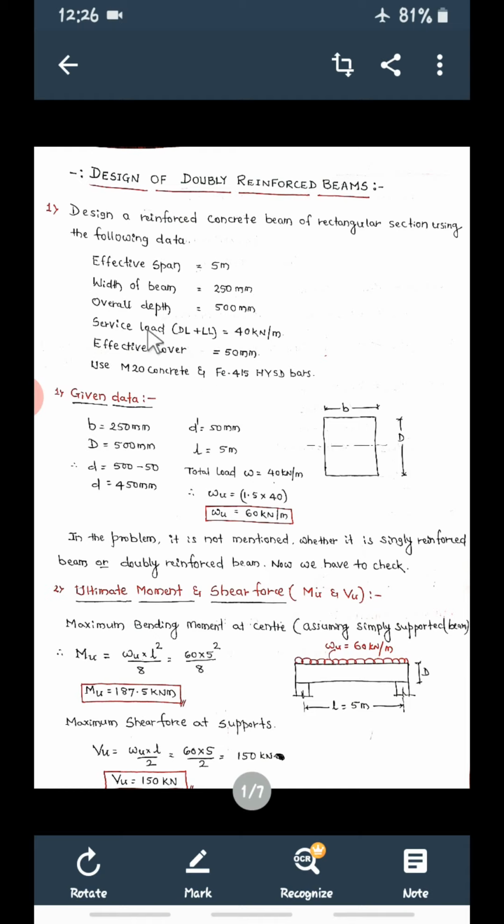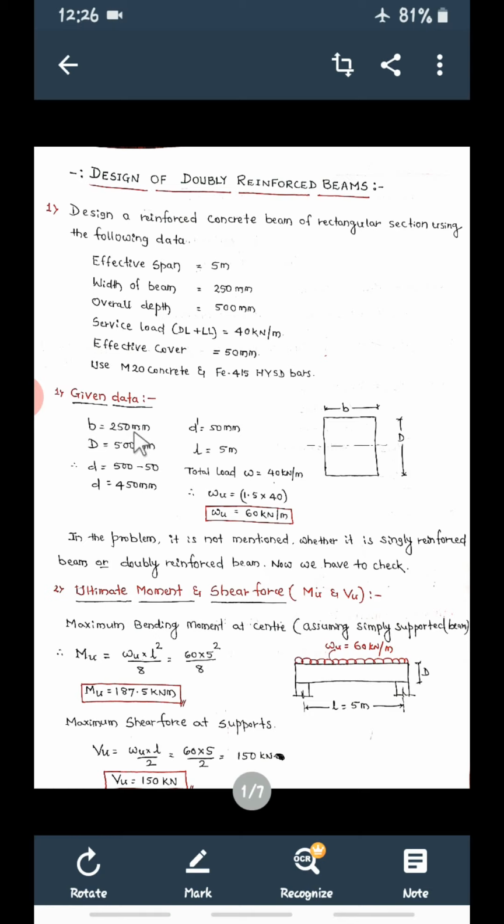Now let us observe the given data. Directly the width is given and overall depth is also given, so you can calculate small d from this. There is no problem here. One important thing you can read out from this problem: design a reinforced concrete beam. You cannot find here whether it is a singly reinforced beam or a doubly reinforced beam. It is not mentioned. So you have to check whether this beam with this dimension is a singly reinforced beam or a doubly reinforced beam, and we are going to check.